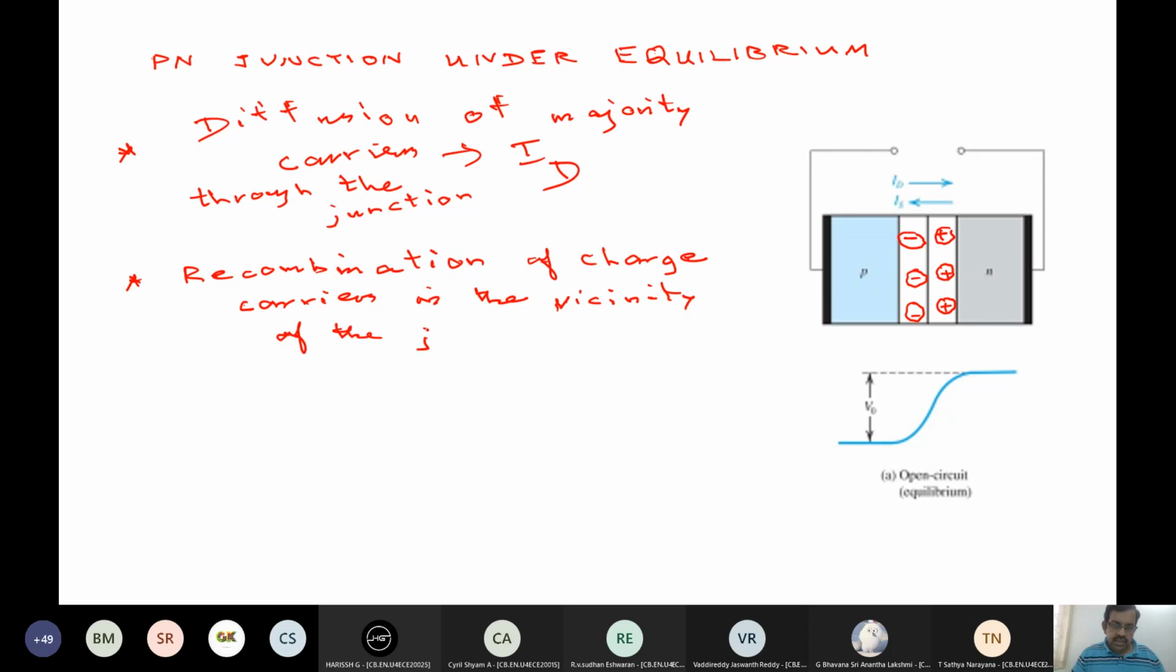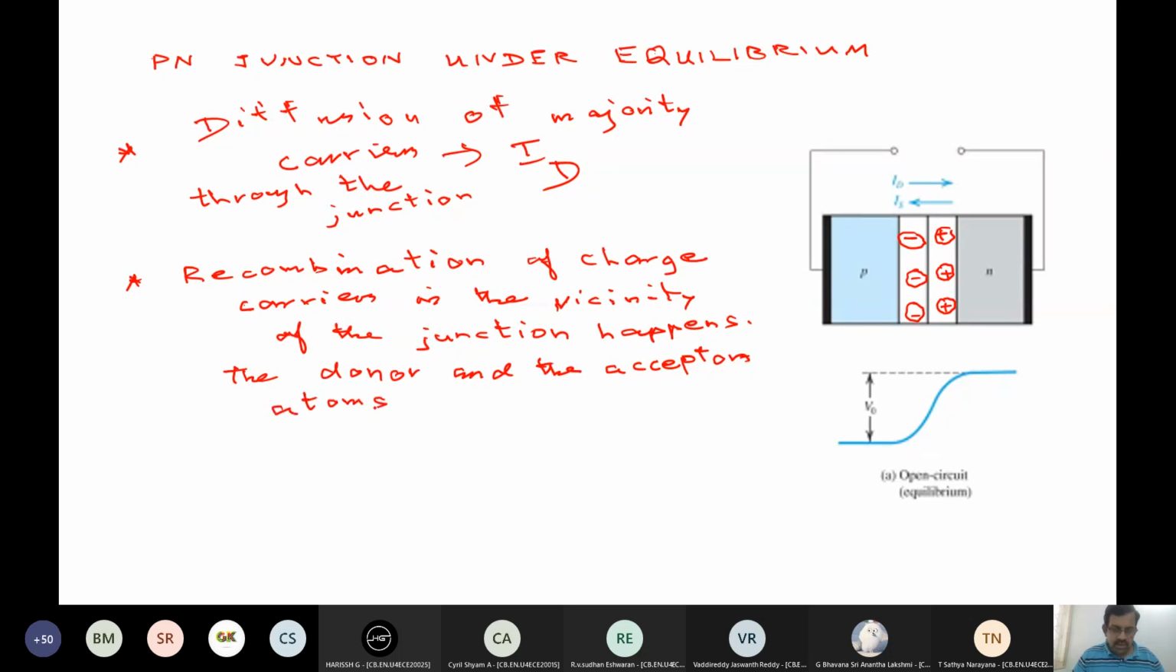In the vicinity of the junction, the donor and the acceptor atoms acquire positive and negative charge respectively.